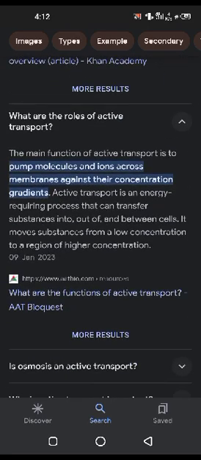What is the role of active transport? The main function of active transport is to pump molecules and ions across membranes against their concentration gradients. Active transport is an energy-requiring process that can transfer substances into, out of, and between cells. It moves substances from a low concentration to a region of higher concentration.